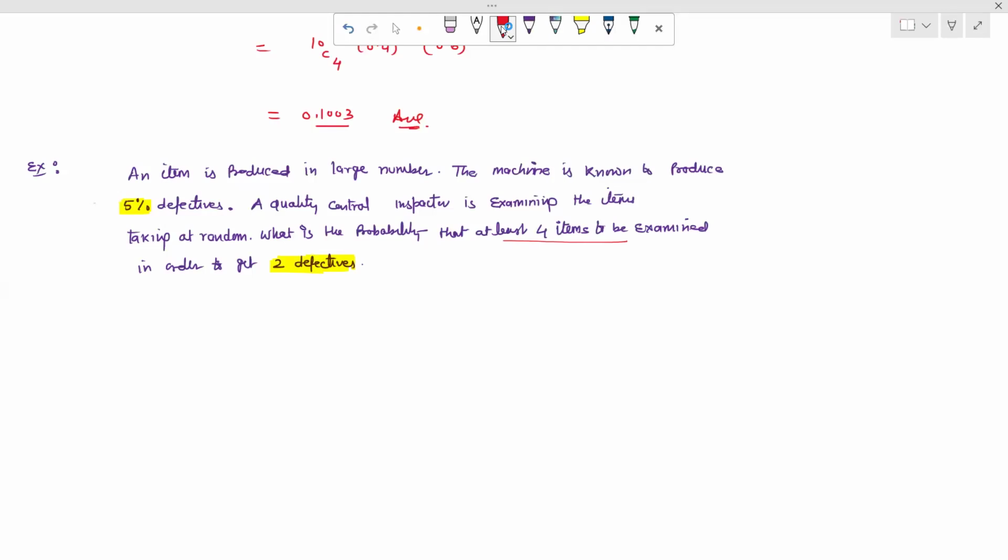So now we do the solution of this. So let P be the probability of defective items.